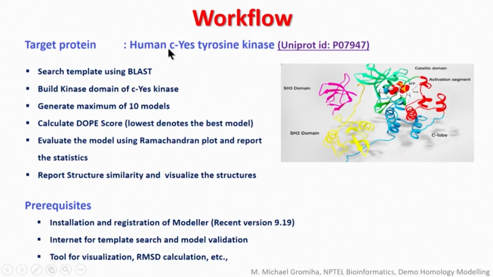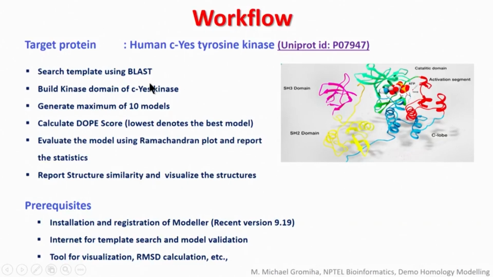For example, if you have a protein called human CSK, a tyrosine kinase, with the UniProt ID P07947. UniProt is the database for protein sequences. So, we know the sequence, now the task is to get the structure. There are various steps involved to get the structure. First, we have to get the template using BLAST, then build the kinase domain of this CSK, and we generate a maximum of 10 models and calculate the energy score, where the lowest denotes the best model. Then evaluate the model using a Ramachandran plot, report the structure similarity and visualize the structures.